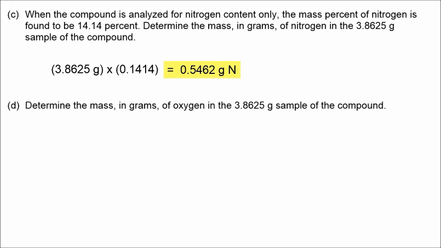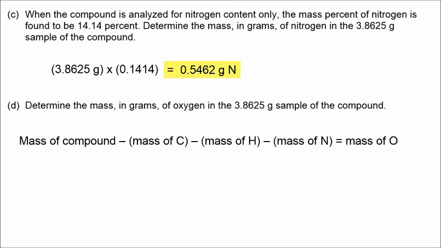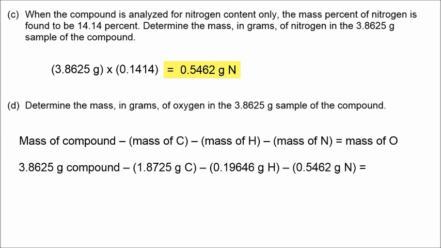Now we're just going to subtract everything we know from parts A, B, and C. We're going to subtract those from the mass of the compound itself. So 3.8625 minus the mass of carbon minus the mass of hydrogen minus the mass of nitrogen gives us an answer of 1.2473. And the rule for subtracting is you go with the least number of decimal places. So I'm going to go with 4 decimal places in this case.